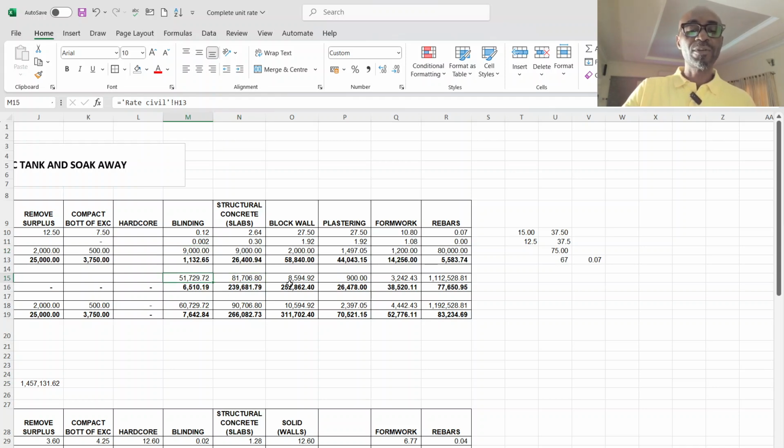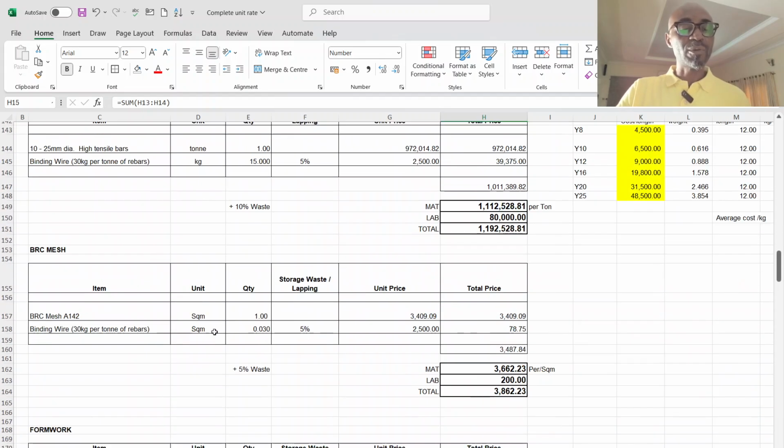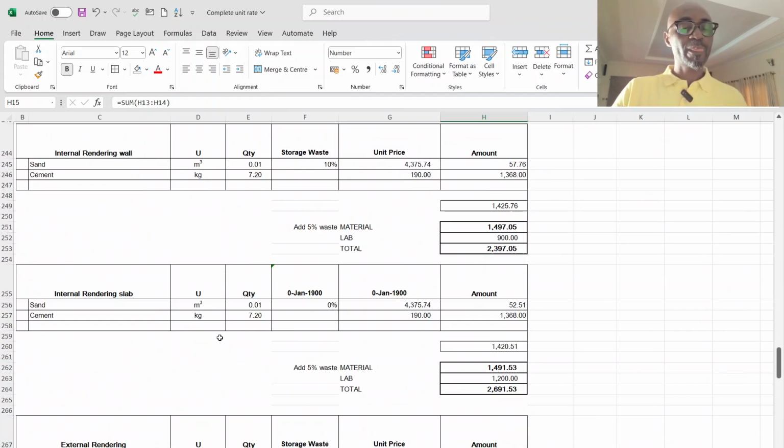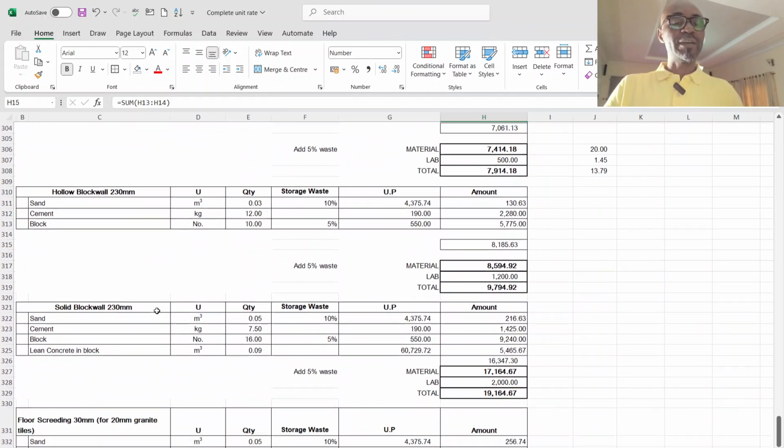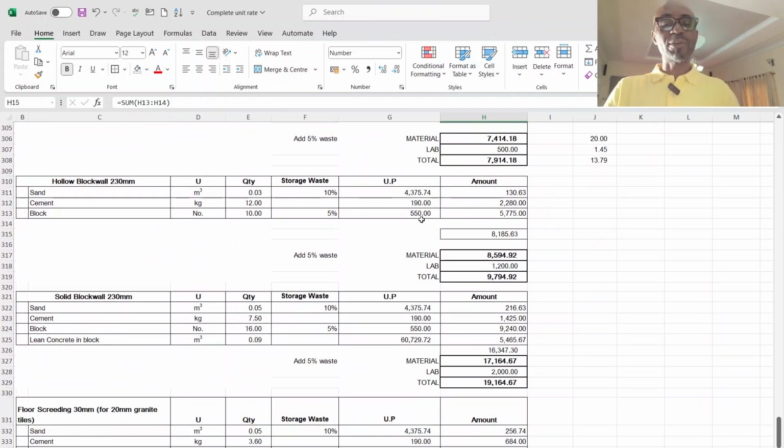Then the block work, we have the rate of the block work. The block works are, we have the 230 kg block.